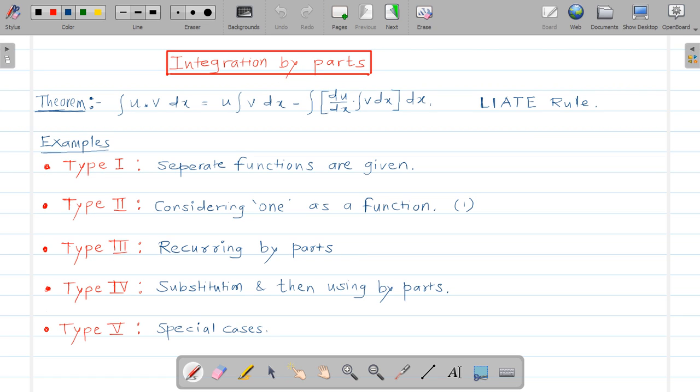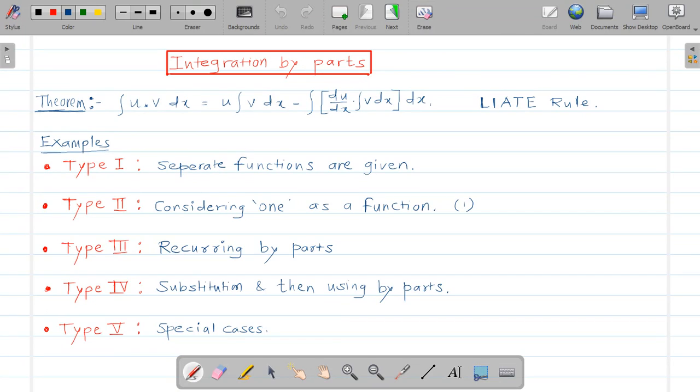Dear students, from the topic integration, today we are going to discuss integration by parts. Already we have discussed the theorem, that is, integration of u into v dx is equal to u into integration of v dx minus integration of the derivative of u with respect to x into integration of v dx with respect to x. So this is the rule which is useful to find the integration of a function which is given in the form of a product of two functions.